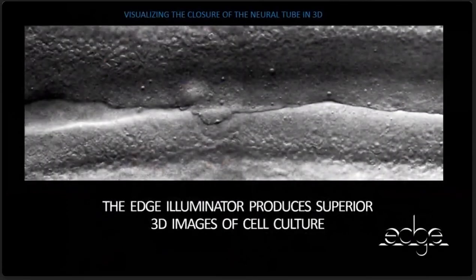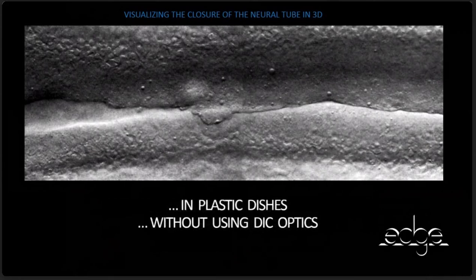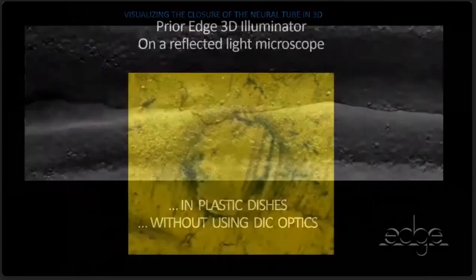So this is particularly important for live cells, because in live cells, you can't stain them. You need to see them unstained. And this is the visualization of the closure of the neural tube. I took this picture when I first came across these ideas, and it allows you to see great depth of field and the closure of the neural tube. And the great thing is it does it in plastic dishes without using DIC. People like to grow cells in plastic dishes because they're much more convenient. But DIC uses polarized light, and plastic destroys the polarization. So this is the real advantage for living cells.